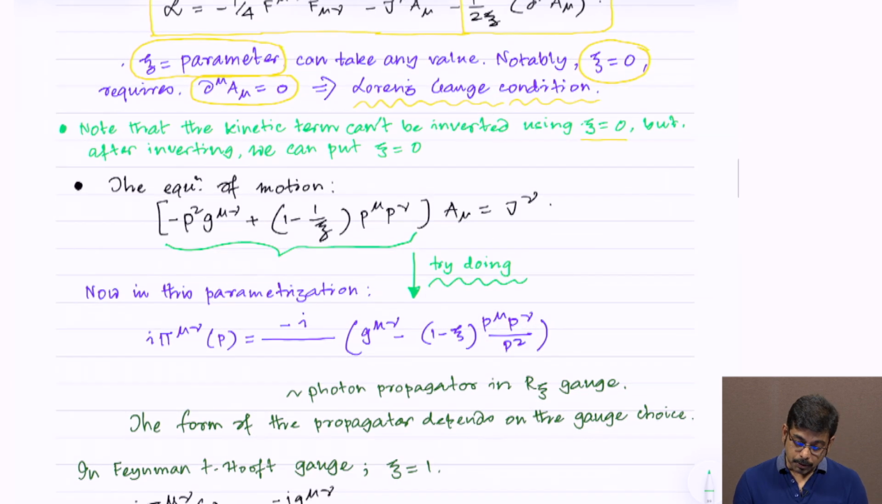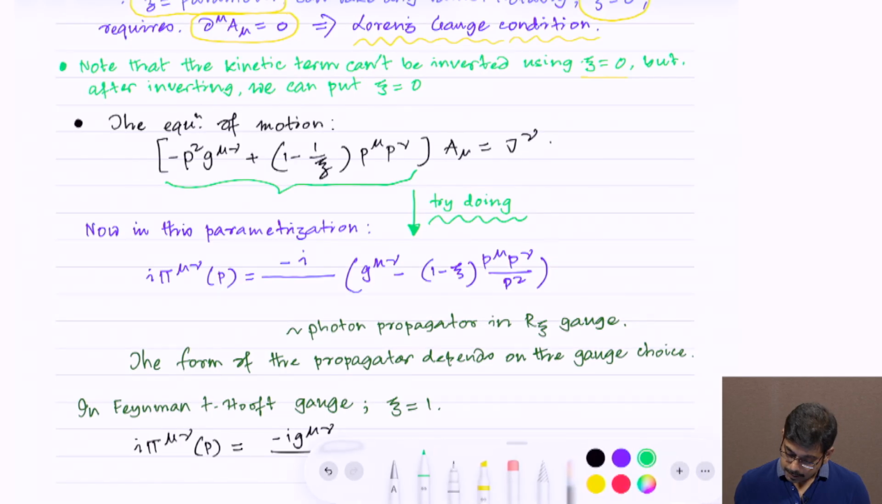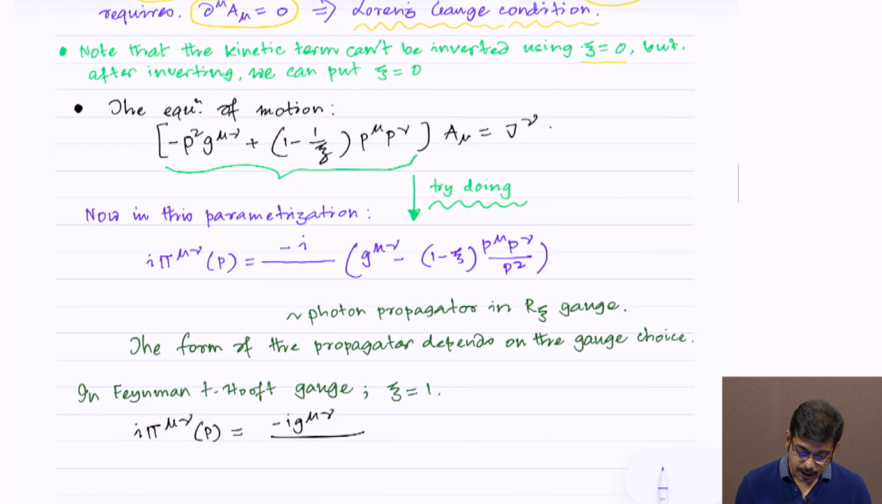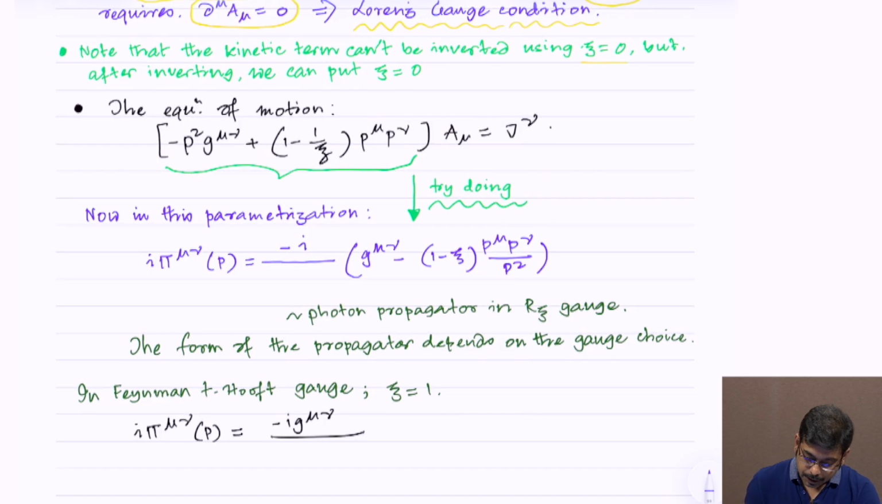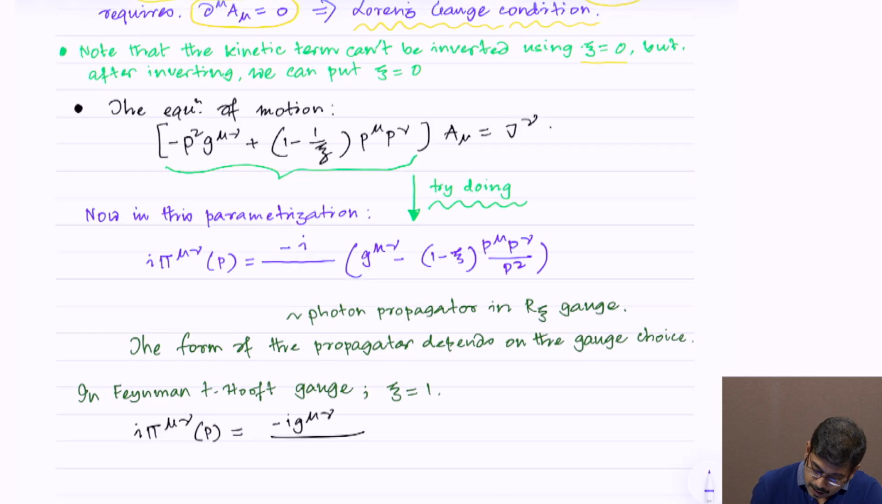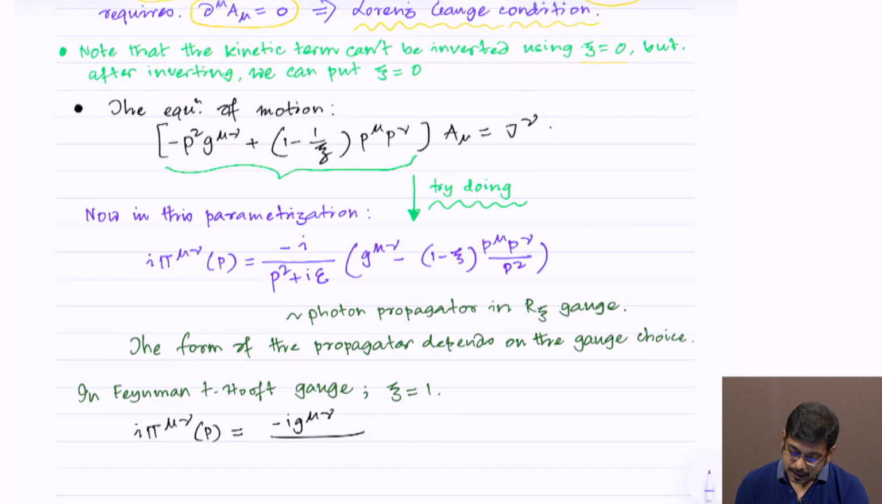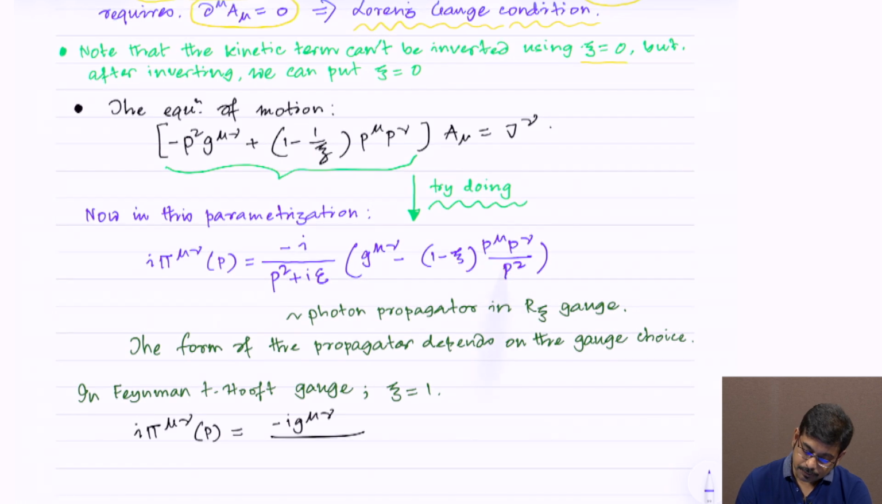Okay. So if you invert this one, then basically you achieve the propagator, right? And that propagator will have the form: i pi mu nu of p will be minus i over p square plus i epsilon, times g mu nu minus 1 minus zeta, p mu p nu by p square. So this is the form of the propagator.